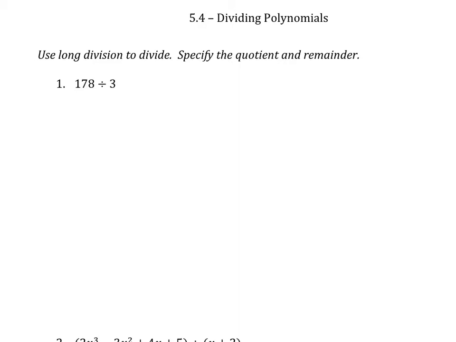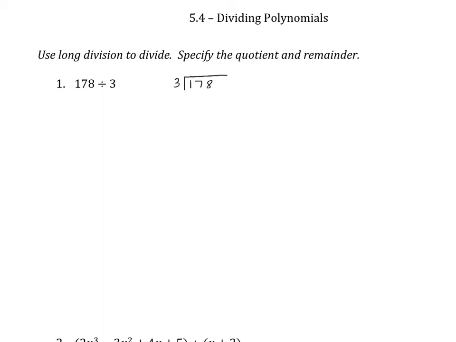So the first example I'm going to do is just long division with numbers. We're going to use real numbers first to remind ourselves how to do this, because it's probably been a while since you've done long division by hand. And then we're going to use the same process for polynomials. So 178 divided by 3. The first thing to remember is you're dividing by 3, so that goes on the outside, that's the divisor. And then the 178 goes underneath, that's the dividend, and you're going to divide.